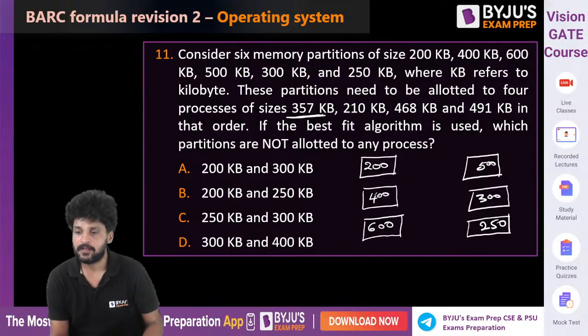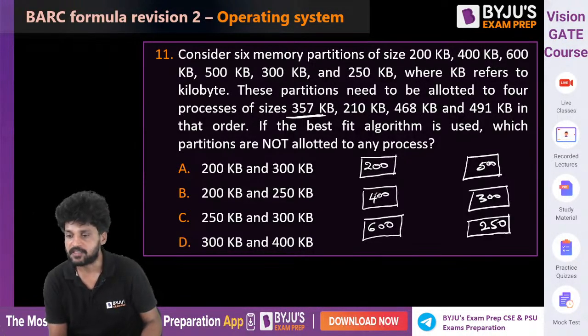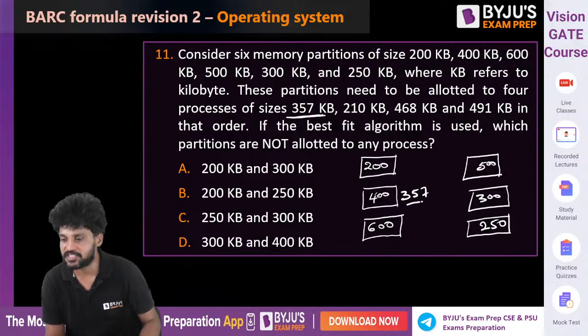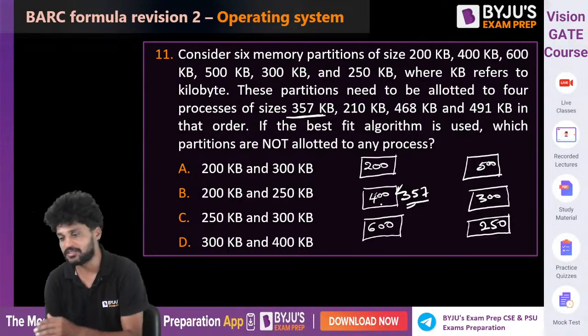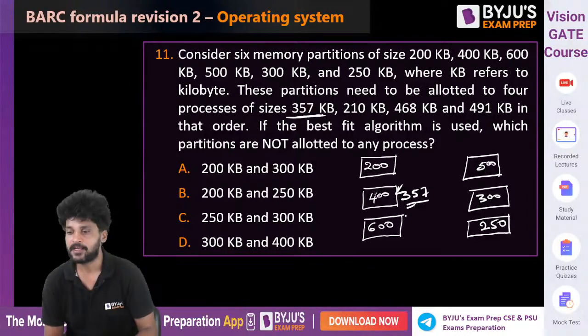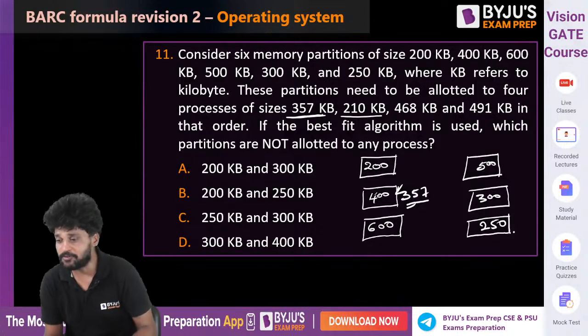Now take 357. So you need to keep 357. We need to find out the smallest partition which can accommodate 357. So 357 can easily be accommodated in 400. So I will give the process of size 357 to 400. 400 is the only partition which is smallest and also capable of holding 357. And the next is 210 KB. In order to keep 210, 200 is not sufficient, rather 250 is sufficient. So I will keep 210 here.